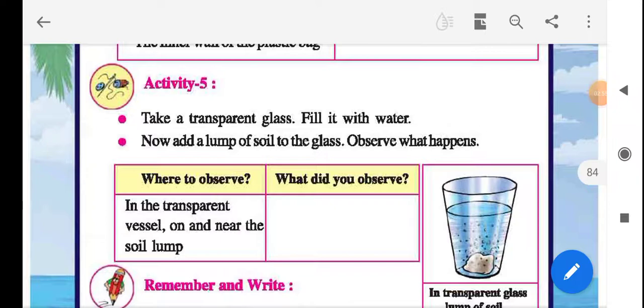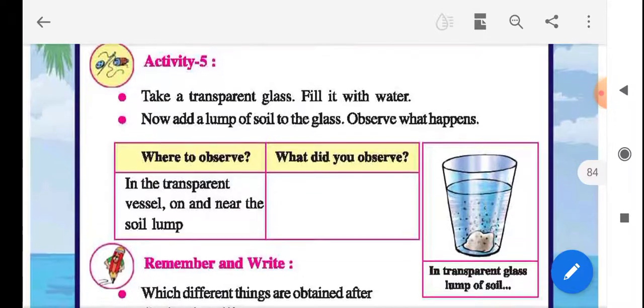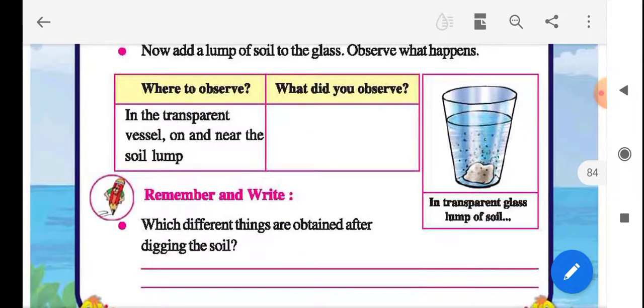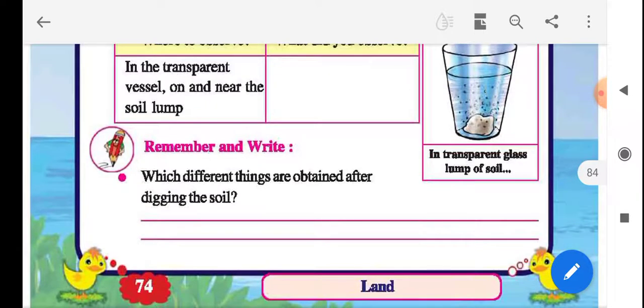Now activity 5. Take one transparent glass and fill it with water, add a lump of soil to the glass, and observe what happens. You will see that air bubbles are coming out. The soil is taking the water from the glass. The soil starts sucking the water inside the transparent vessel. On the soil lump you can see the bubbles coming out.